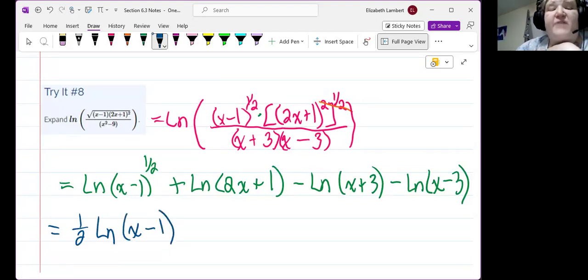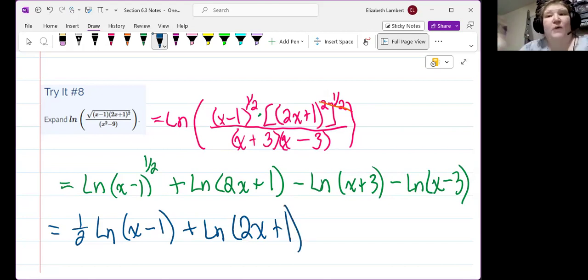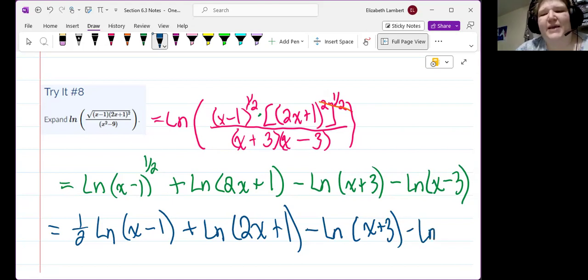So even though the 1/2 came down, I still need my parentheses around the x minus 1. The same with all of these. If I drop the parentheses, then it looks like I'm adding 1 outside the log, and then it can really mess with your calculations. So when in doubt, write them out. Hey, that rhymed. So that would be our fully expanded natural log for that one.